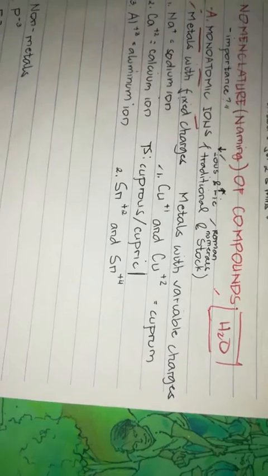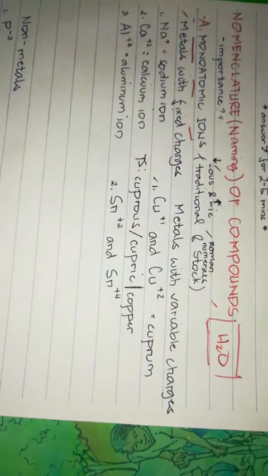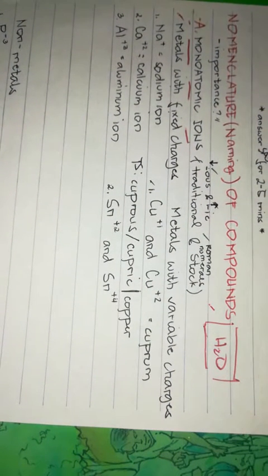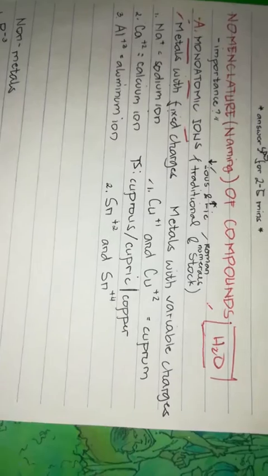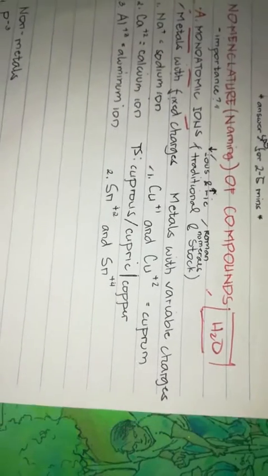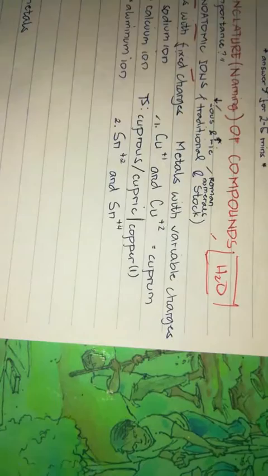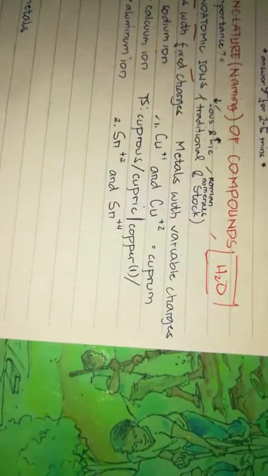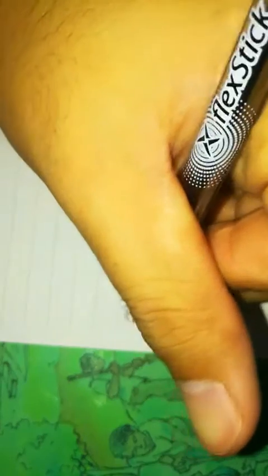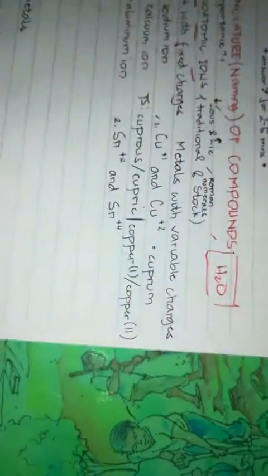Simple lang yan. Write down copper. Tapos, alin dyan? Positive 1 or positive 2? Gagamitan lang natin siya ng Roman numeral. So, kapag we are referring to copper positive 1, open and close parenthesis, and then maglagay ka ng 1. So, yan yung copper 1. If we are going to refer to copper positive 2, then write down copper, and write down the 2 na Roman numeral.